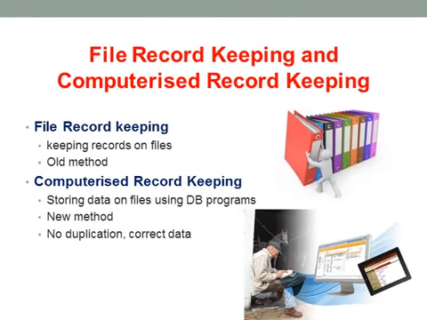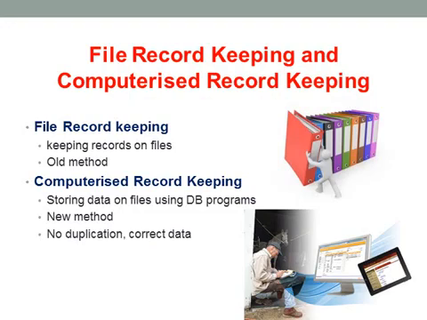Two methods to keep track of our records. The first one, which is an old method, is file record keeping. The same thing you do when you do your assignments. You write your assignments on A4 sheet and later you keep it in a file.